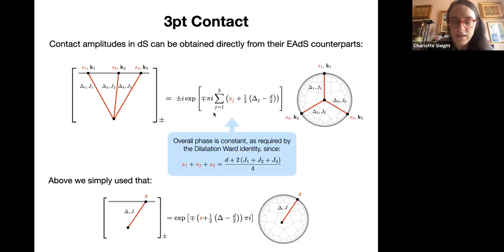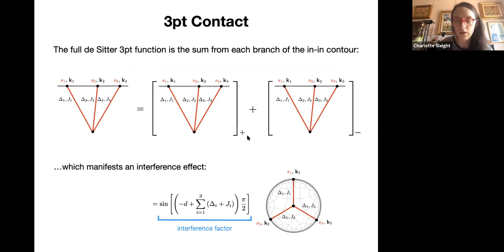And so you get one of these phases for each of the 3 legs. And the overall phase that you get when you apply this procedure is a constant, because like we saw earlier on, the sum of the external Mellin variables is a constant by virtue of the dilatation Ward identity. So this is the constraint coming from the Dirac delta function that we saw earlier on. So this is the contribution to the de Sitter contact diagram from each branch of the in-in contour, so plus and minus. And to get the full de Sitter contact diagram, we have to sum the contribution from each of the plus and minus branches.